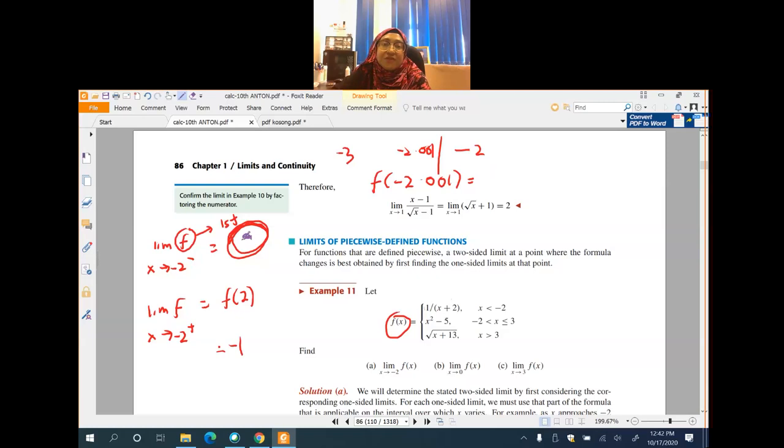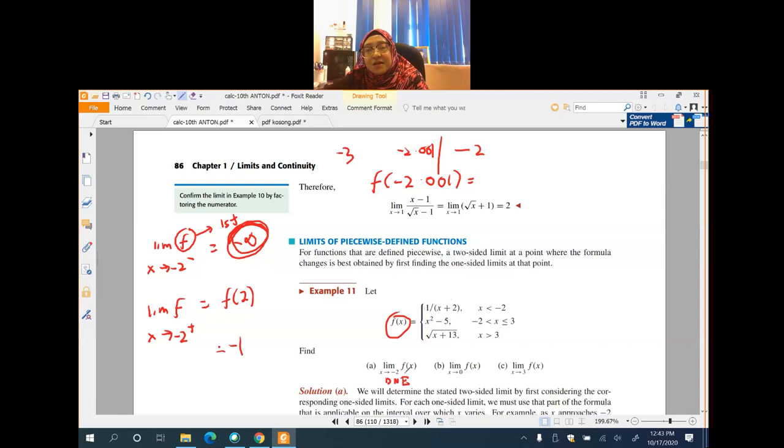So one is negative infinity, another one is negative 1. Are they the same? No. So it means that the limit of f as x tends to negative 2 does not exist. Does not exist.